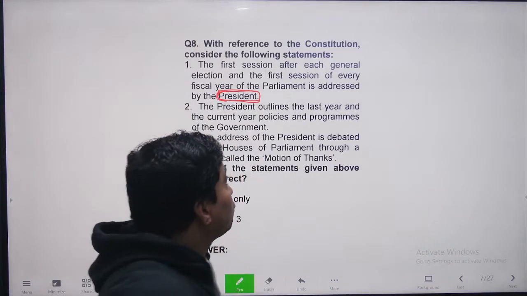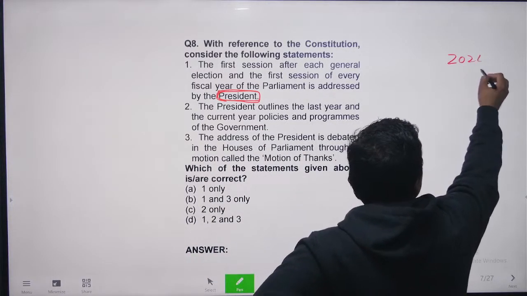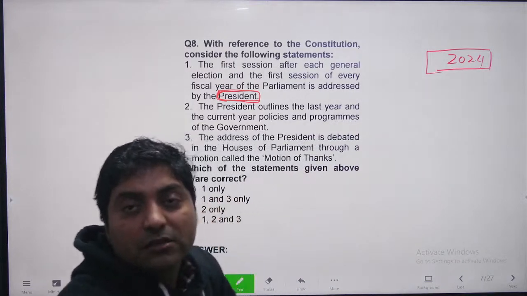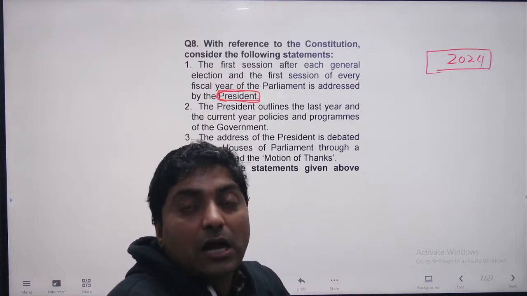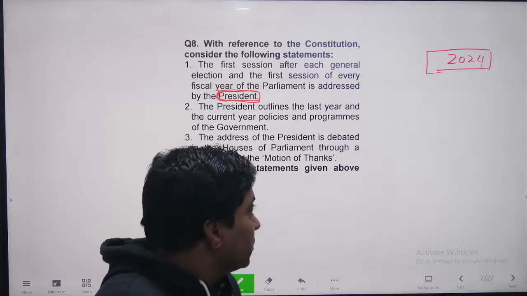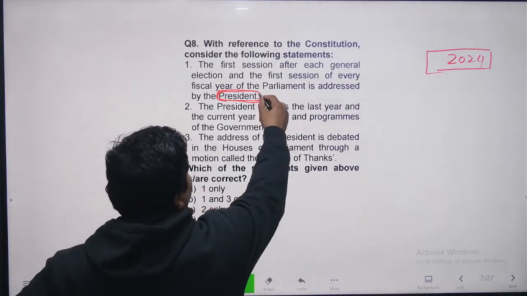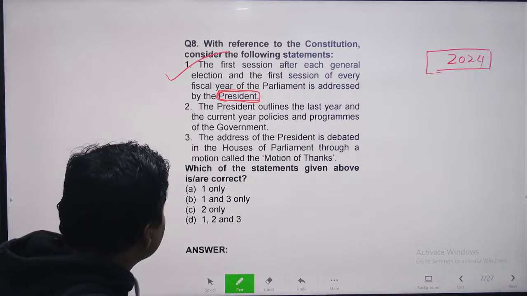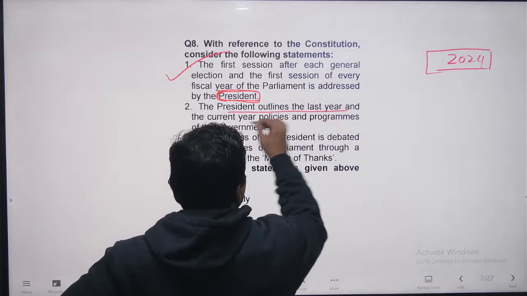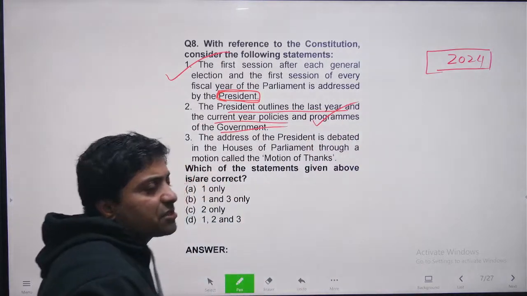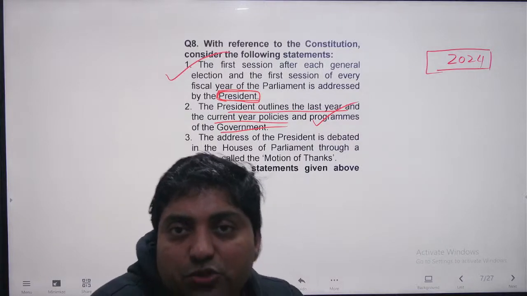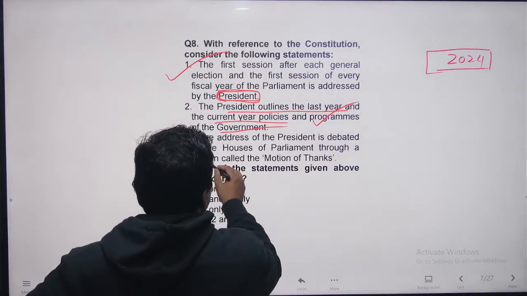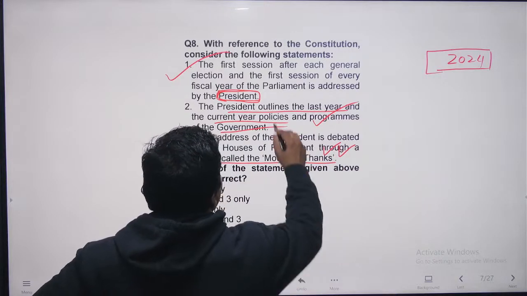For example, in 2024, there was a new Parliament around May. On the first day, the President addresses the House, and then the House will begin its work, right? So you should remember this. This is correct. The President outlines the last year's and the current year's policies and programs of the government. Yes, it happens when he or she addresses the House before Parliament begins its work in February. The address of the President is debated in the Houses of Parliament through a motion called the motion of thanks. Yes, this is correct.